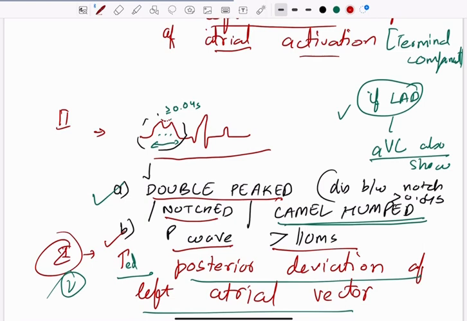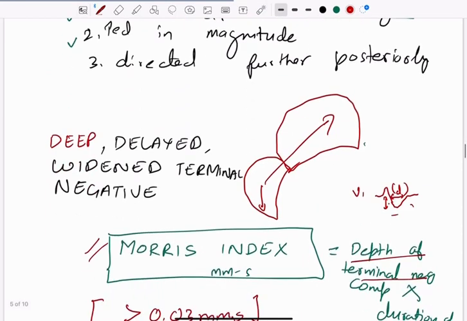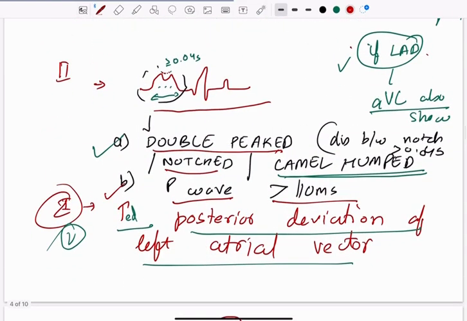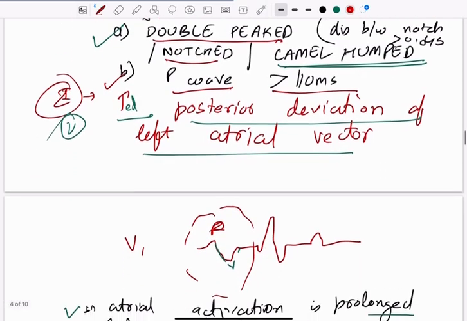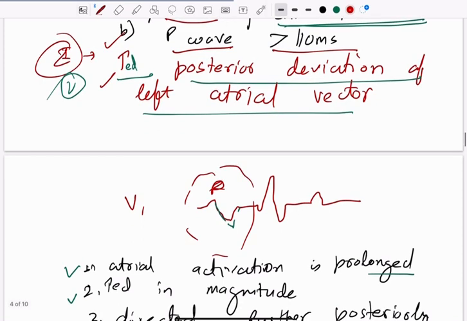One important thing here is that left axis deviation of the P wave is also going to happen in left atrial enlargement. When I show you the diagram, you will see that with enlargement of the left atrium the vector will also increase, and the left atrium is situated posteriorly to the right atrium, more towards the posterior. So the net vector will result in left axis deviation. In those cases you can also see it best in aVL. Second criterion is increased posterior deviation of the left atrial vector.